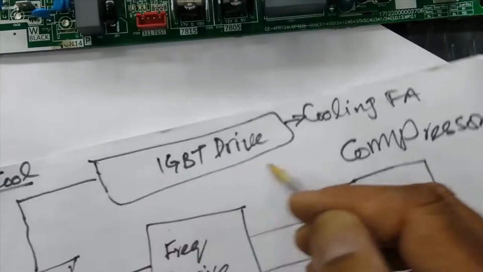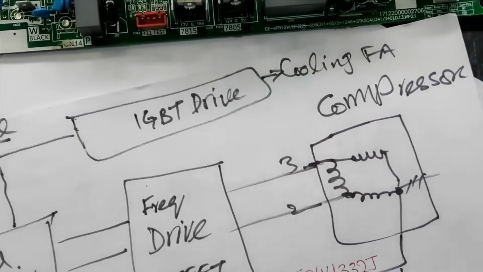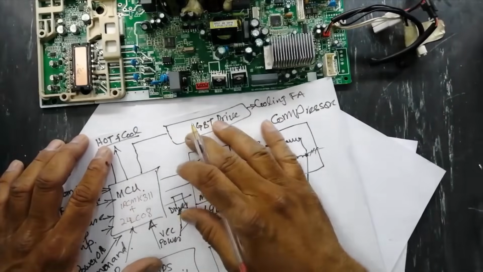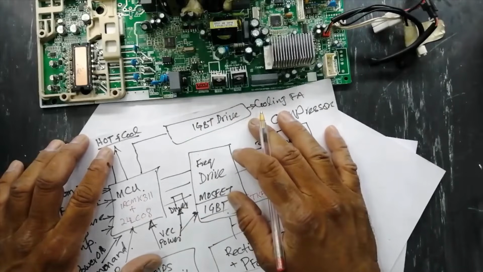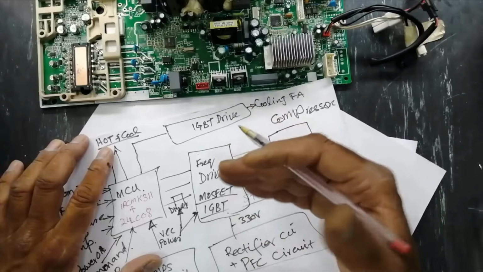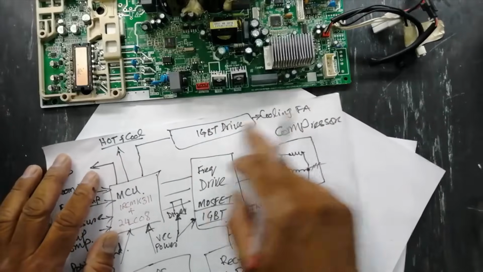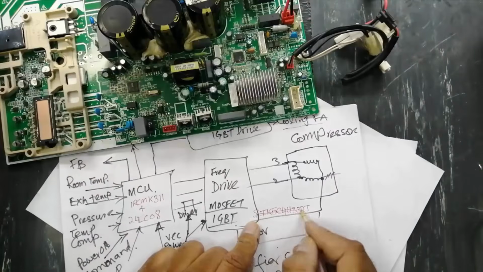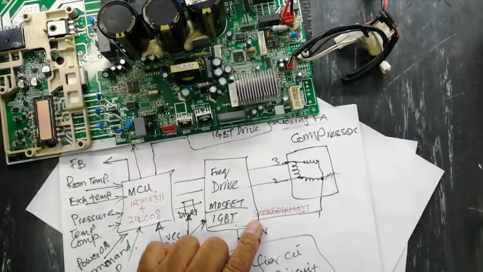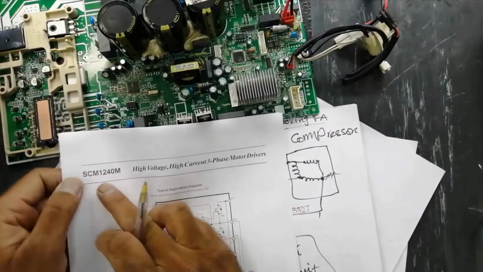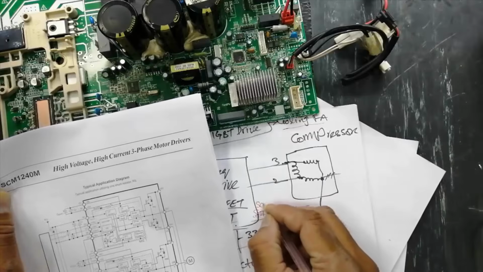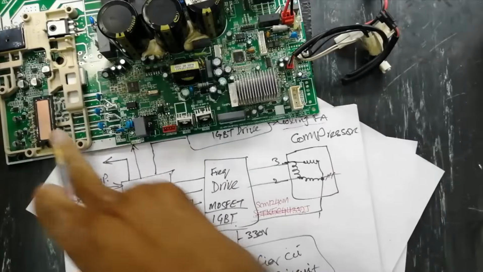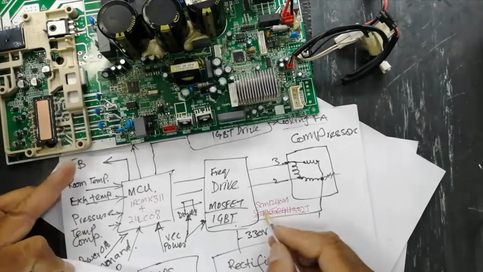Now, as we discussed, when we turn on, the compressor will run. It will generate heat, and we have to turn on the blower. For cooling this we need a cooling fan. So here is another, sorry, this number I wrote wrong. It is SCM1240M. This IC, I am sorry for the mistake.